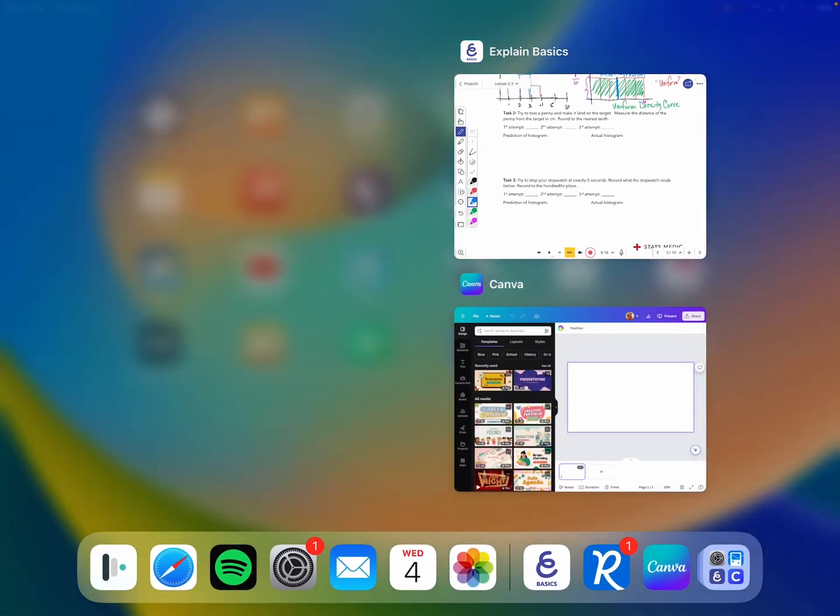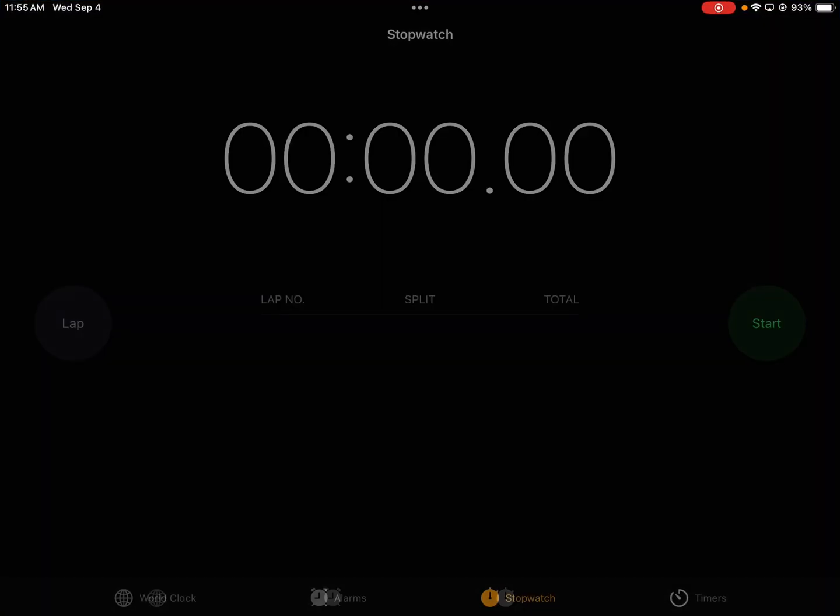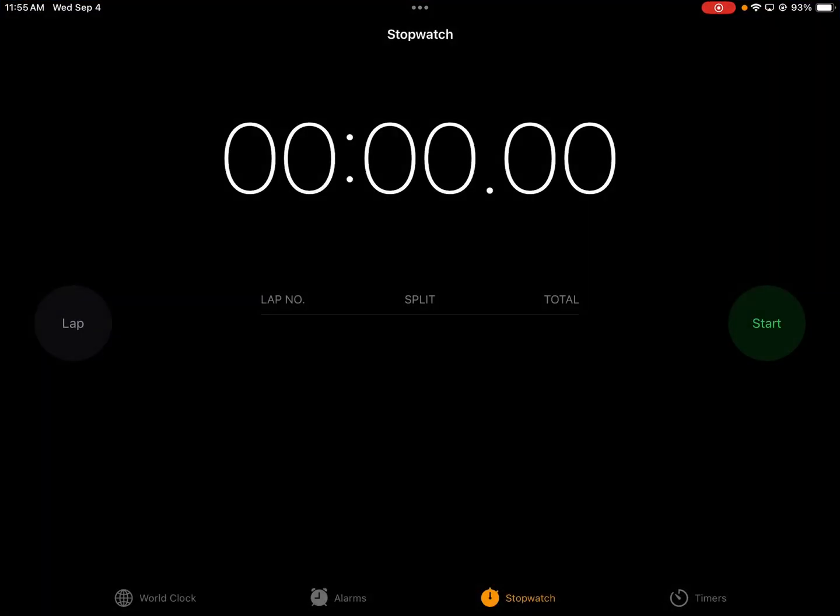Let me jump over here and find mine. Oh, there it was. Clock, and we're going to do stopwatch, okay? Everybody's going to do it. You're going to do it 3 times. All right. If you don't have your iPad, ask if you can borrow your neighbor's. Okay. So when I hit start, I want it to get to 5 seconds. All right. Start.